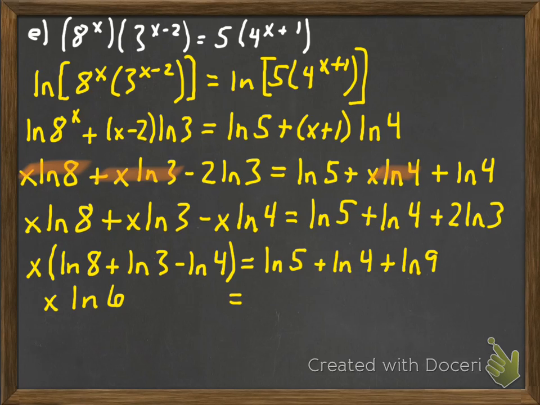And then on this side of the equation, these are all being added, these logarithms, so we're just going to multiply everything. 5 times 4 is 20. 20 times 9 is 180. So the natural log of 180 you'll get there.